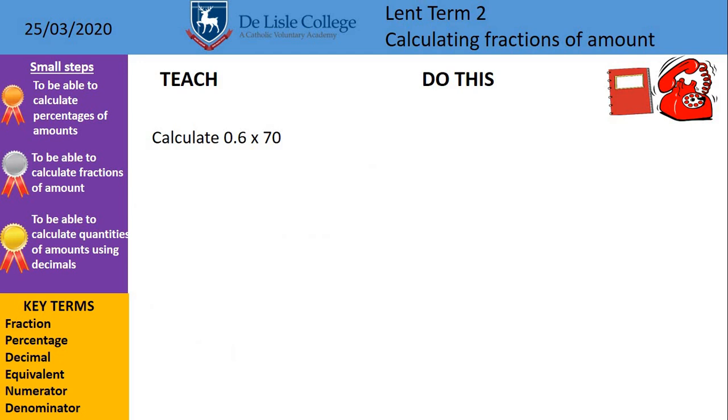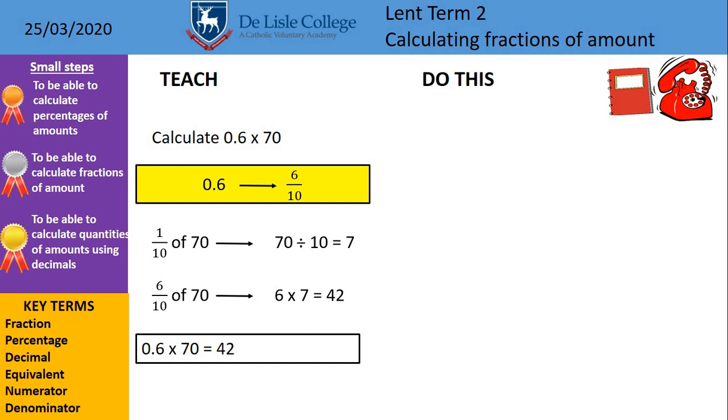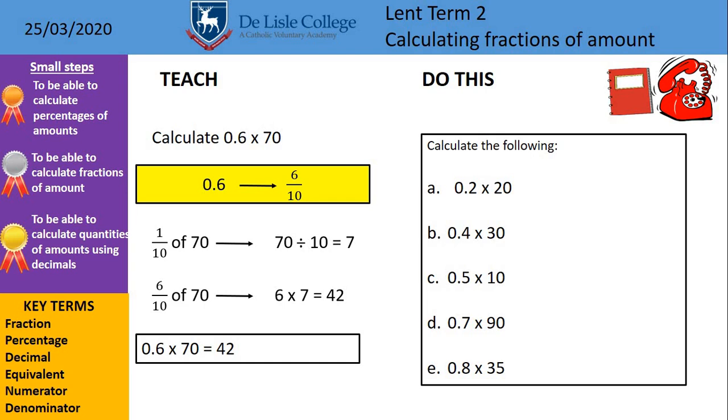Using the same method, let's have a go at 0.6 multiplied by 70. So 0.6 is equivalent to 6/10. We know that 1/10 is 7. 6/10 will be 6 lots of this, which is 42. So 0.6 times 70 is equal to 42. Have a go at the calculations on the right and resume playing the video when you want to mark your answers.